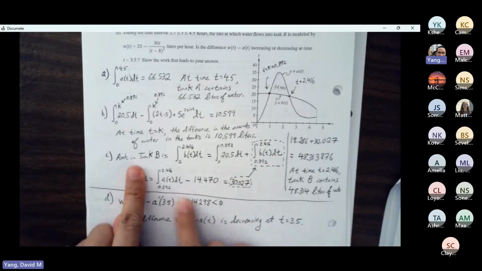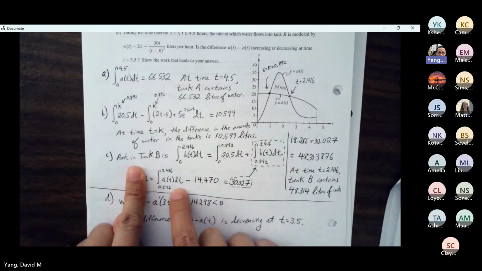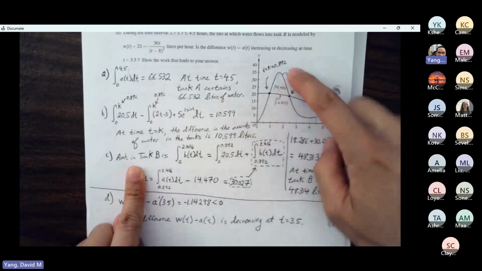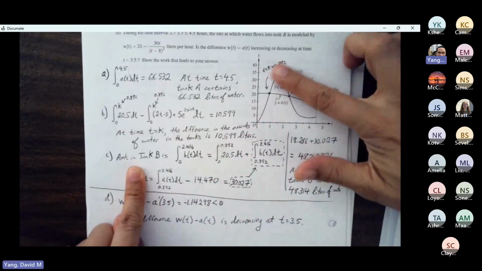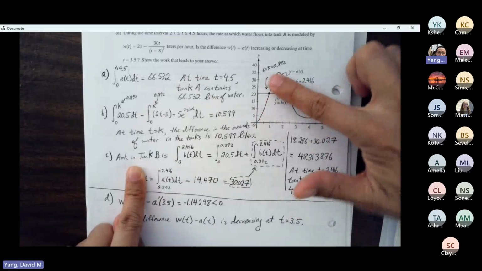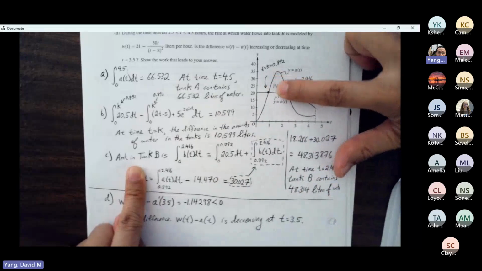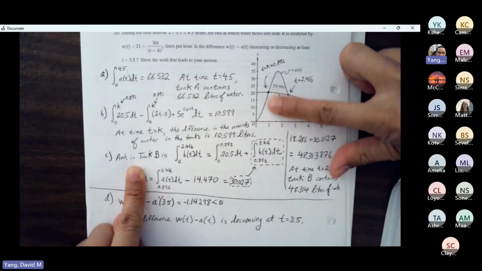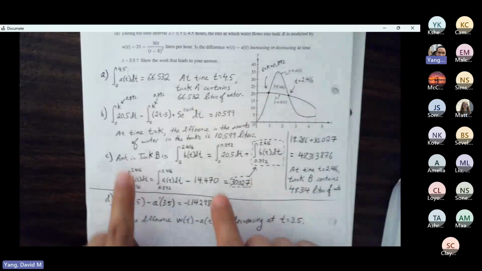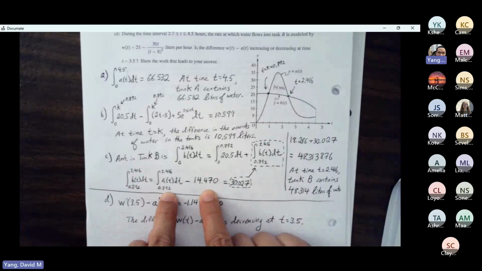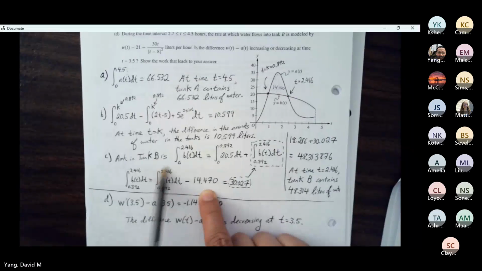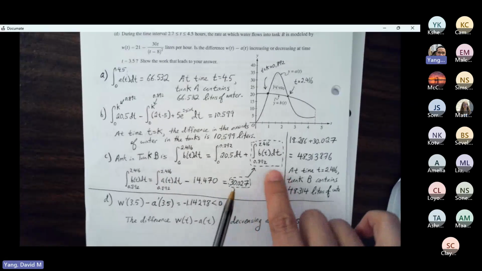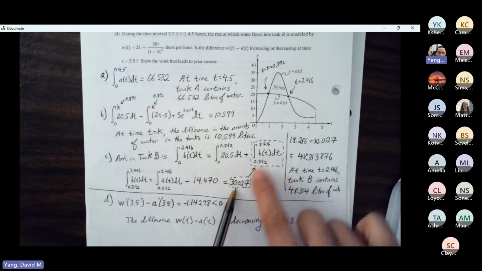So we take however much water is in tank A and subtract 14.47. If we take this curve and subtract 14.47, then what we're left with is this remaining portion of B of t that we want. So the integral from 0.892 to 2.416 of A of t minus 14.47. We enter this in the calculator, subtract 14.47, and we get 30.027. So this is the unknown that we just found.